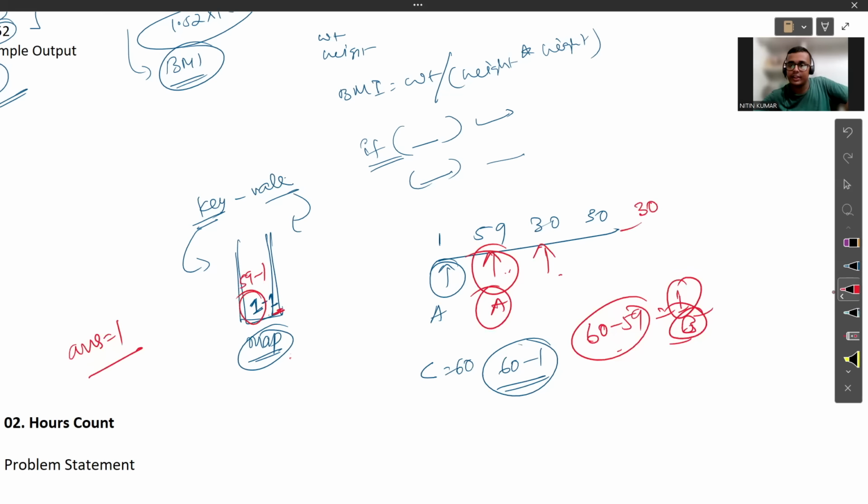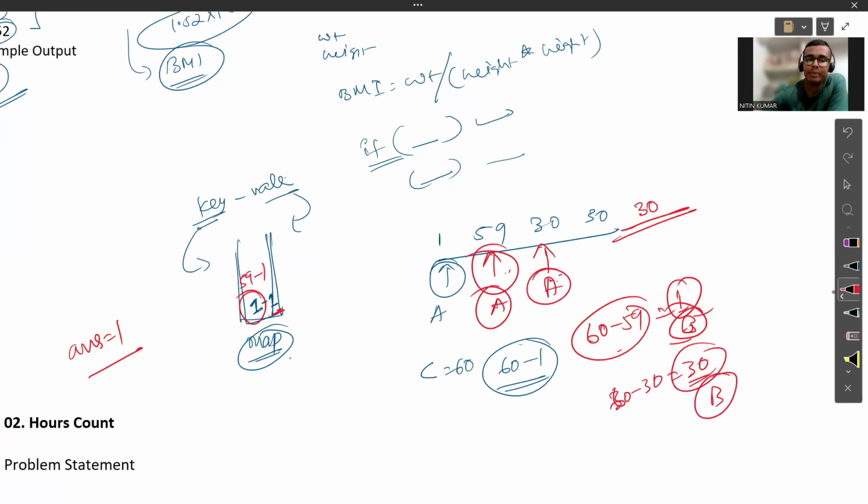Now let's make it a 30 and try to understand it. For this 30, I will check 60 minus 30. Is 30 present? No, 30 is not present. There is no value present right now for this A to make a pair. Nothing to worry about, 30 goes in with count 1.